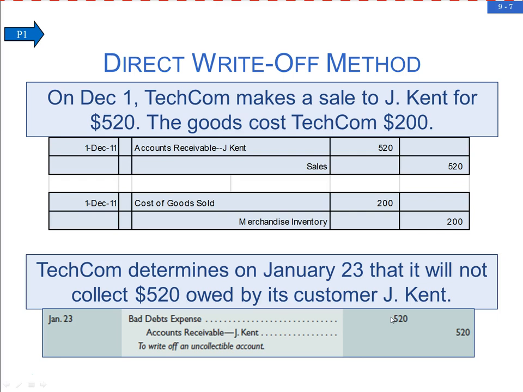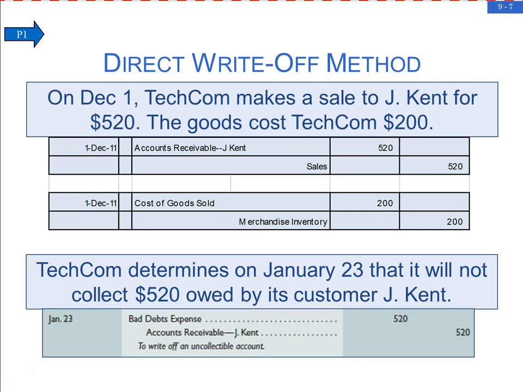The problem, of course, is that we showed revenue in year 1, and now all of a sudden we've got an expense in year 2. And these two should have been matched, right? The expense should have been in the same period as the revenue. Of course, you're sitting there thinking, well, we didn't know he was going to not pay us the $520, so how could we have possibly done that? And that's what the allowance method will teach us in just a bit. We just estimate what our bad debts are going to be. But we'll talk about that in just a bit.